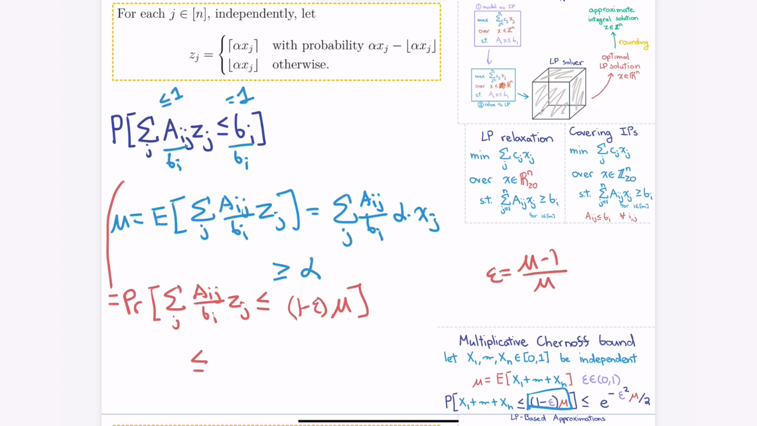And so you're going to get something like e to the negative epsilon squared mu over 2, at least as long as mu is at least 2 or something, big enough. So I'll just write e to the negative epsilon squared mu over 4. We're just going to treat epsilon as a constant. And mu is at least alpha. So we have something like e to the negative alpha over 4. Now if I want to make this useful, what should I set alpha to?